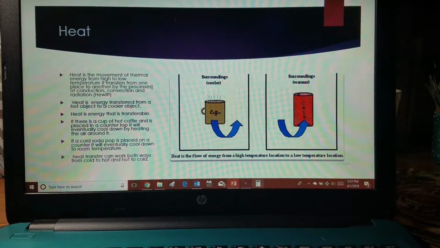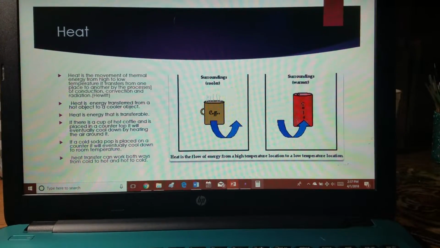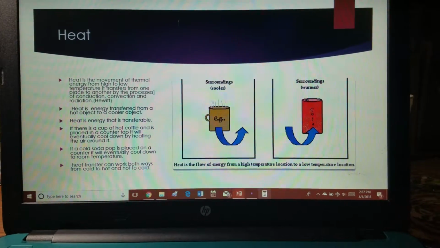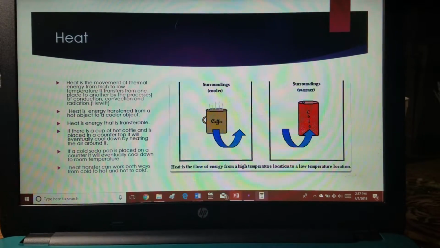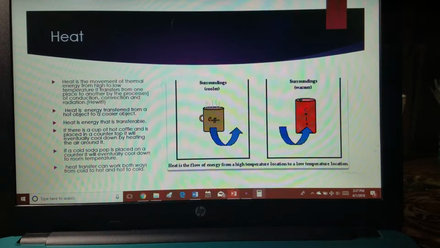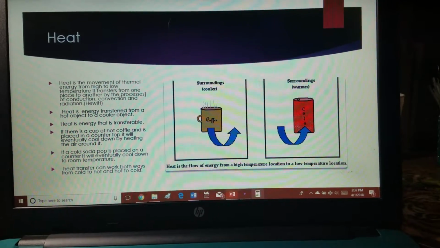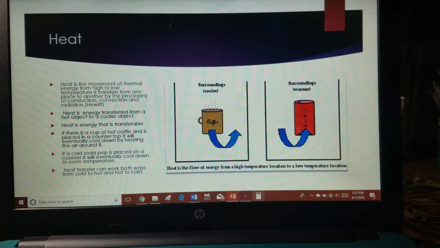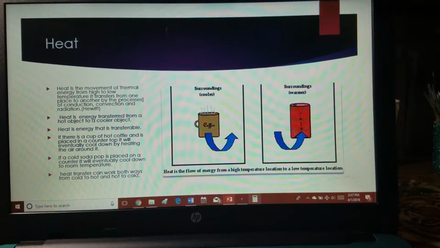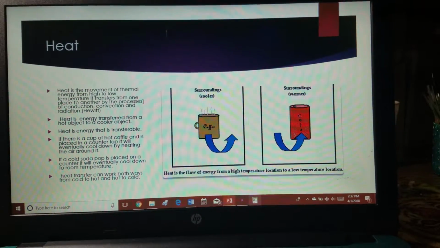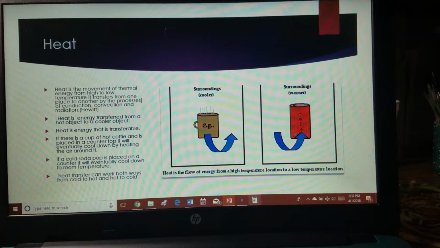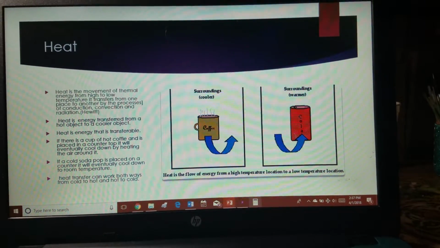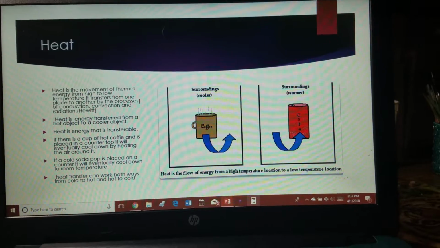Heat is a movement of thermal energy from a high to low temperature. It transfers from one place to another by the processes of conduction, convection, and radiation. Heat is energy transferred from a hot object to a cooler object, or from a cooler object to a hot object.